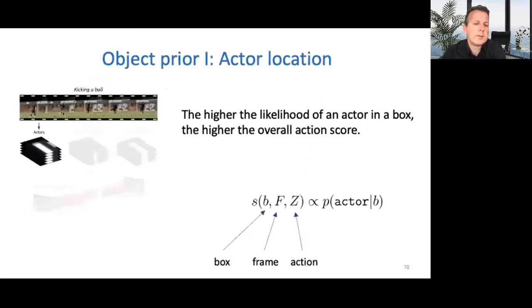So the idea of the actor localization prior is the following. The higher the likelihood of an actor in a box, the higher the overall action score. So we use the prediction for each box that is detected in an image frame. And if it is a person box, we use this score. And the higher this score, the higher the likelihood that an action is happening in that frame.